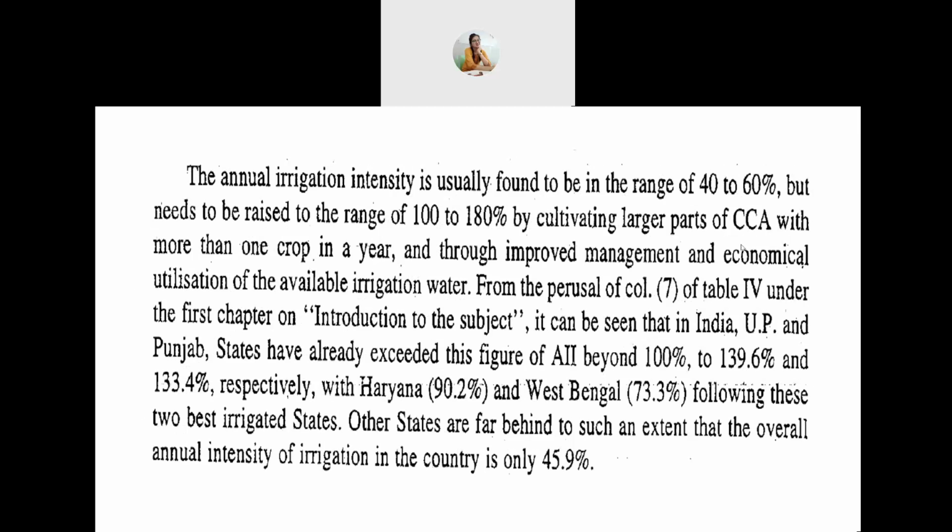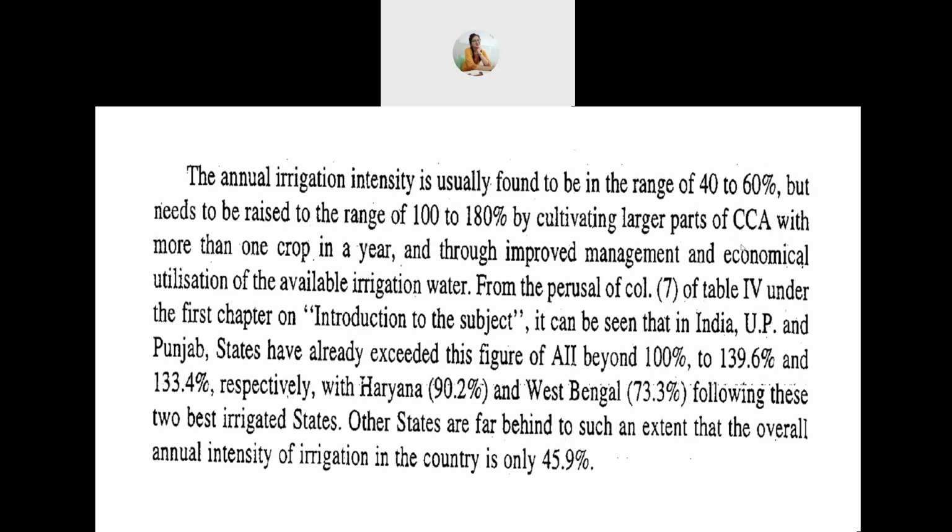From the perusal of column 7 of table 4 under the first chapter of introduction to the subject, it can be seen that in India, Uttar Pradesh and Punjab states have already exceeded this figure of AII beyond 100%, to 139.6% and 133.4% respectively, with Haryana at 90.2% and West Bengal at 73.3%.